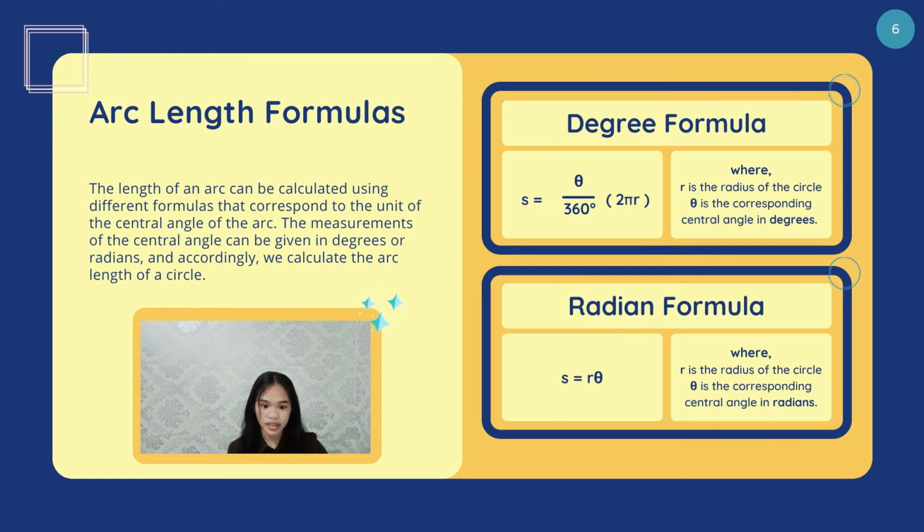The second formula is the radian formula. It is length equals r multiplied by theta, where r is the radius of the circle and theta is the corresponding central angle in radians.